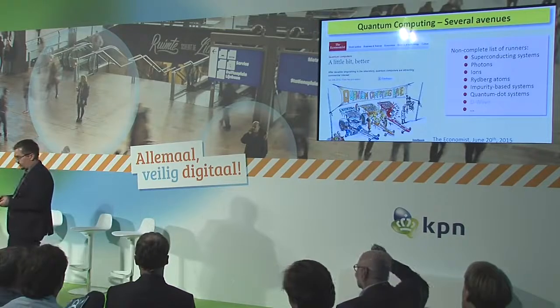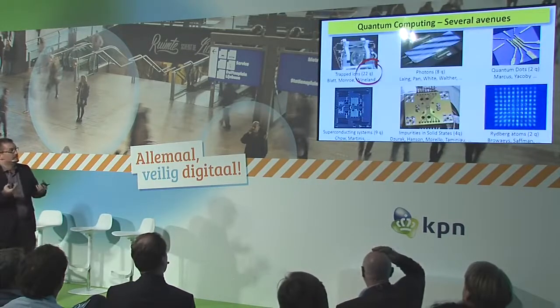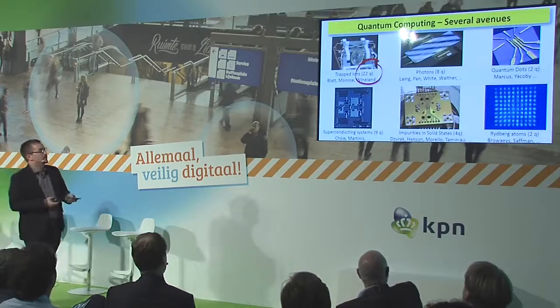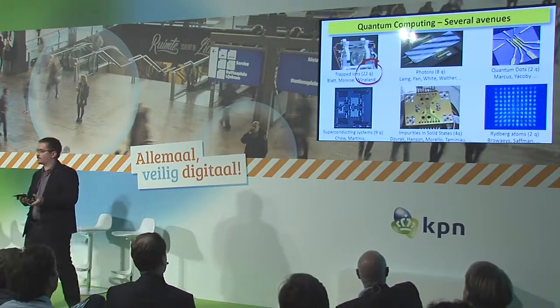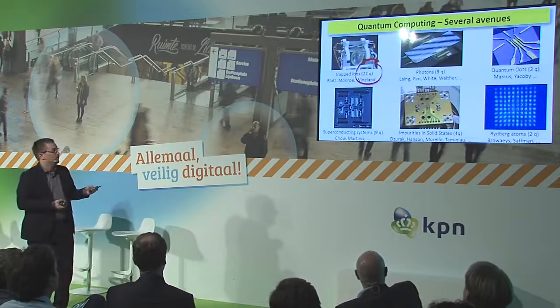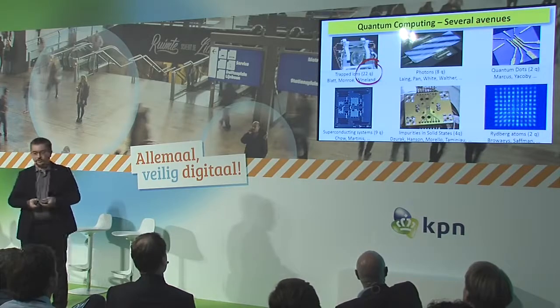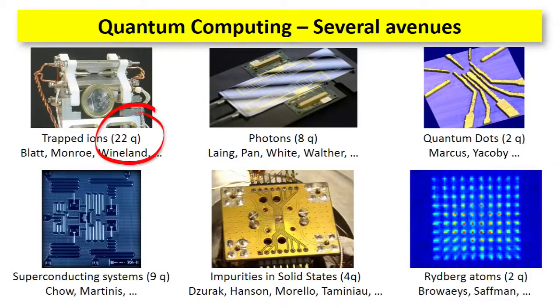What I want to show you now is these systems in some simple terms. What do they look like? How do they work? Just a rough idea. That's all I can provide in the given time. What you see in the top left is an ion trap. It's roughly the size of a fist. The old designs are the size of a fist.